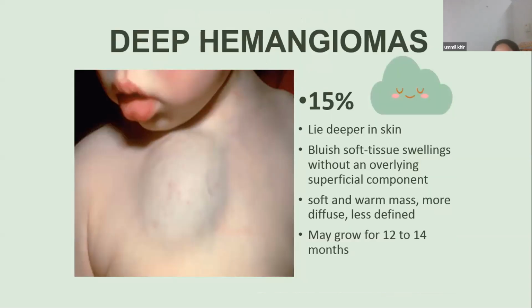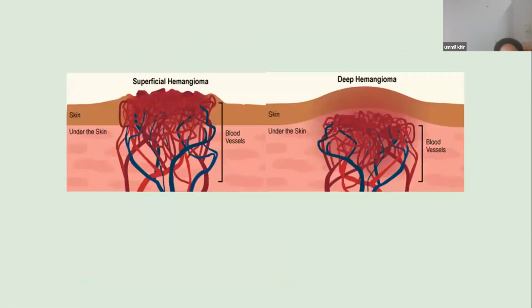Next. And this one is deep hemangioma. It lies deeper in the skin with a bluish soft tissue swelling without an overlying superficial component, and it is a soft and warm mass, more diffuse and less defined. It may grow for 12 to 14 months. Next. Okay, this picture shows the extension of vasculogenesis between superficial hemangioma and deep hemangioma.